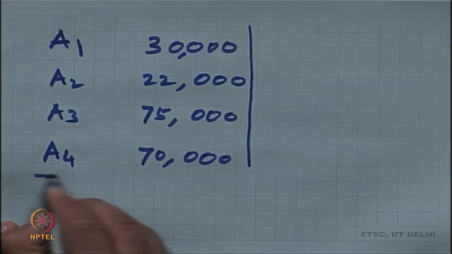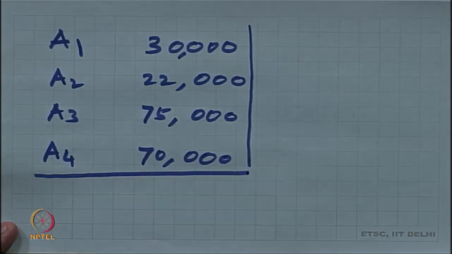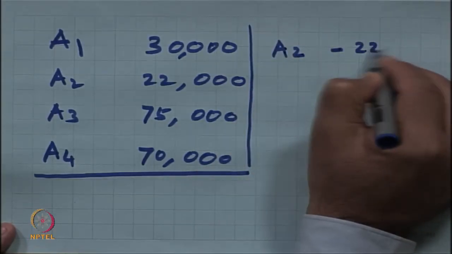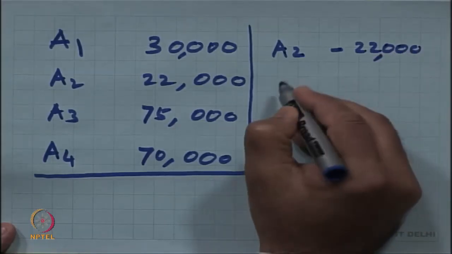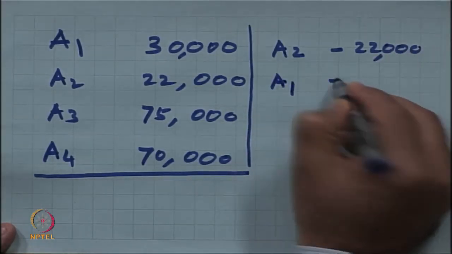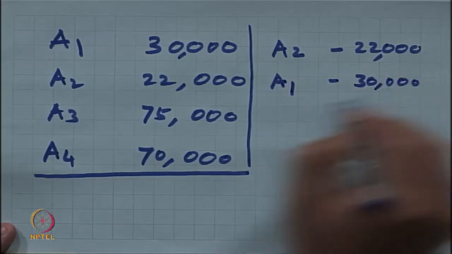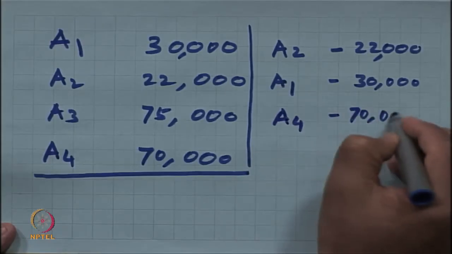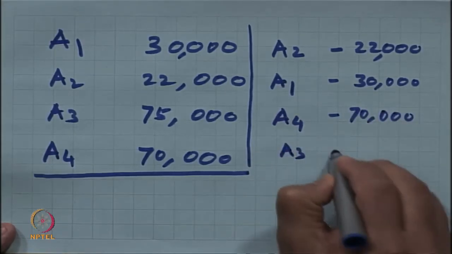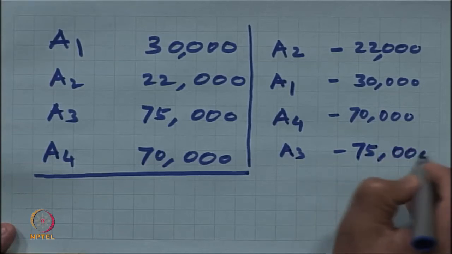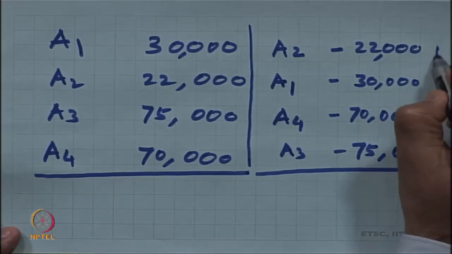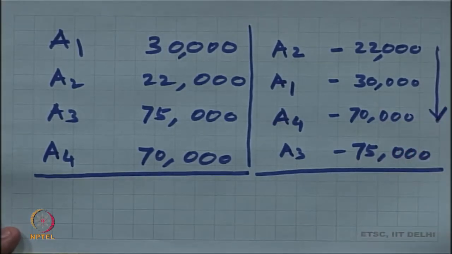Now, in step 1, I arrange them in ascending order of investment. The least investment option with us is A2, which requires 22,000 rupees. It is followed by A1, which requires 30,000. Then you have A4, which requires 70,000, and finally you have A3, which requires 75,000. So, as far as step 1 is concerned, we are done. We have organized these alternatives in the ascending order of their investment.